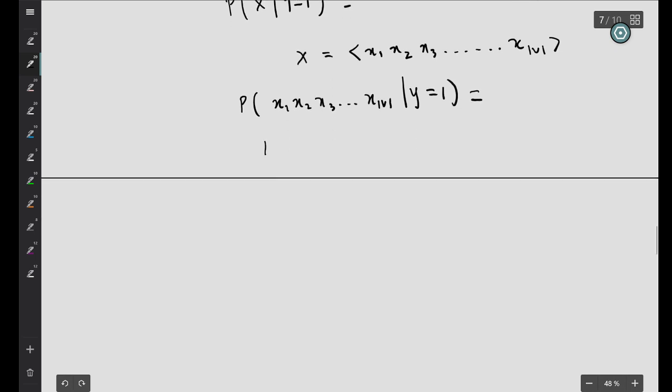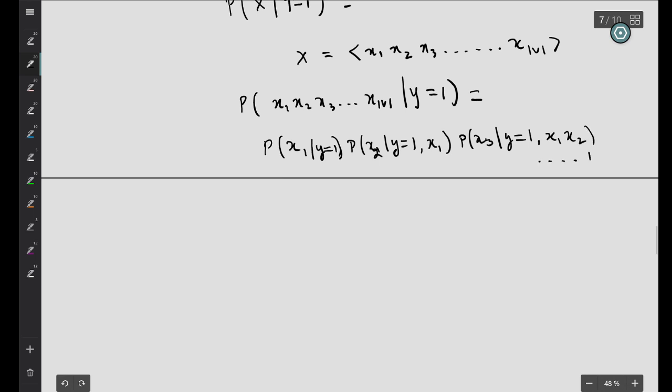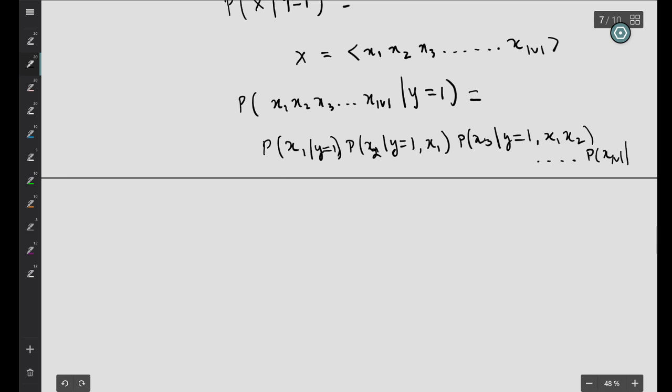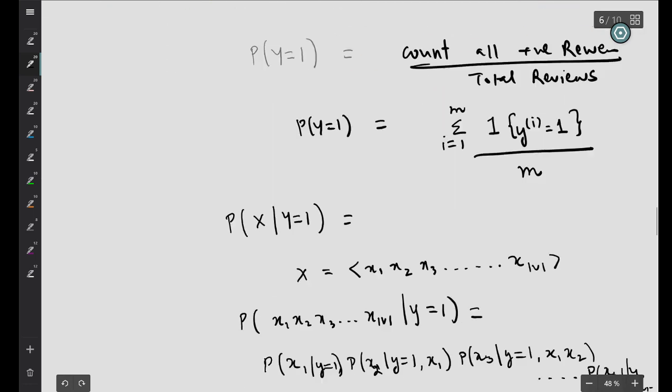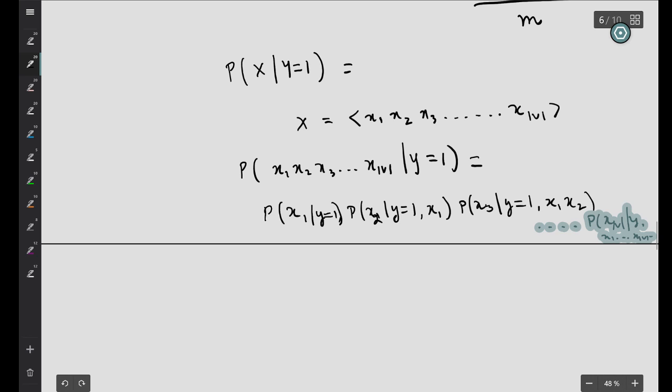This value is going to be equal to p of x1 given y equals 1, into p of x2 given y equals 1 and x1, and p of x3 given y equals 1 given x1 and x2, and so on, into p of x of mod v given the class, where we have seen all the words from x1 to x of mod v minus 1.